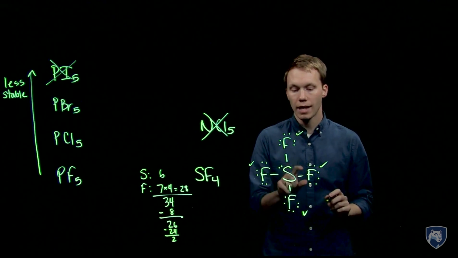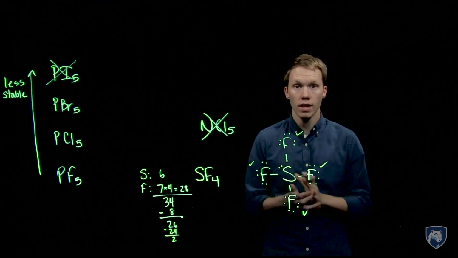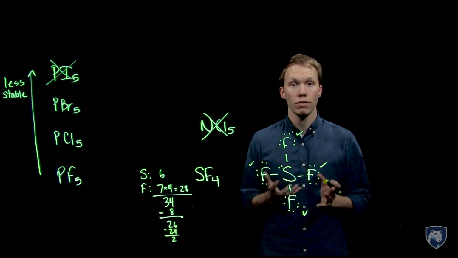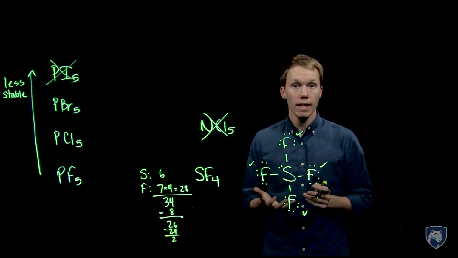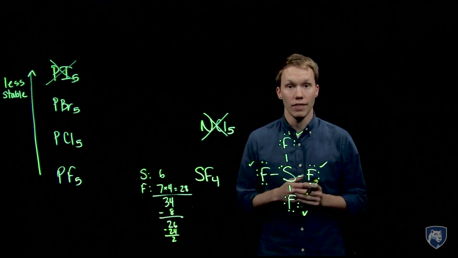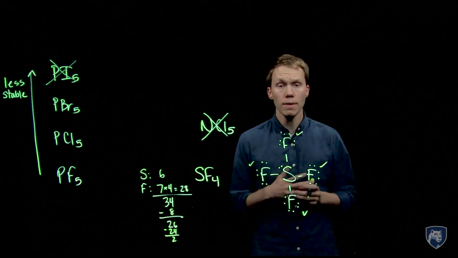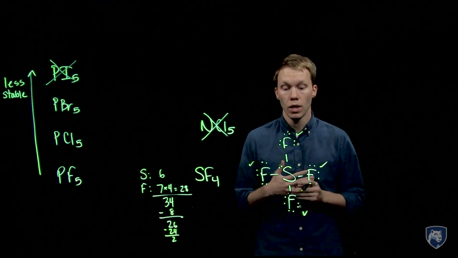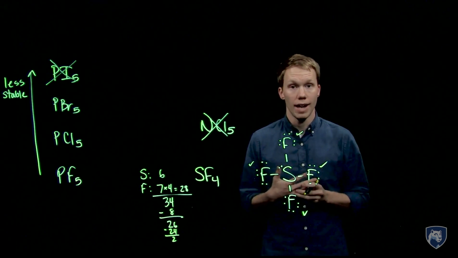The sulfur atom has 2, 4, 6, 8, 10 electrons, and that's completely fine because sulfur is in the third period. It can have an excess of 8 electrons. And sometimes we'll even see up to 12 electrons around a sulfur atom.